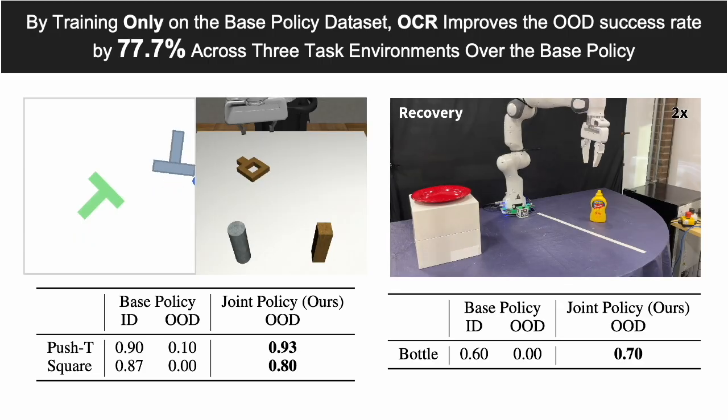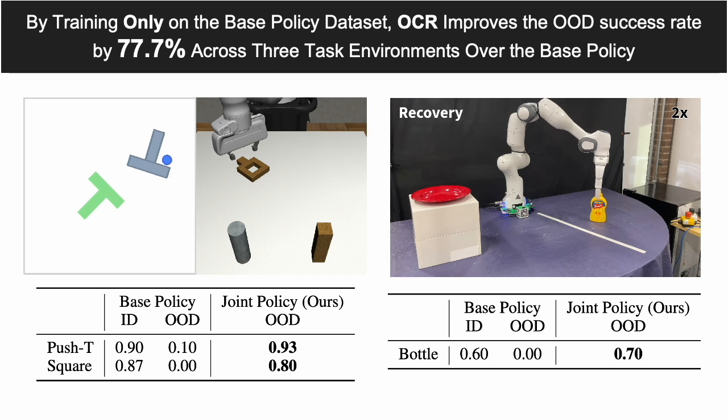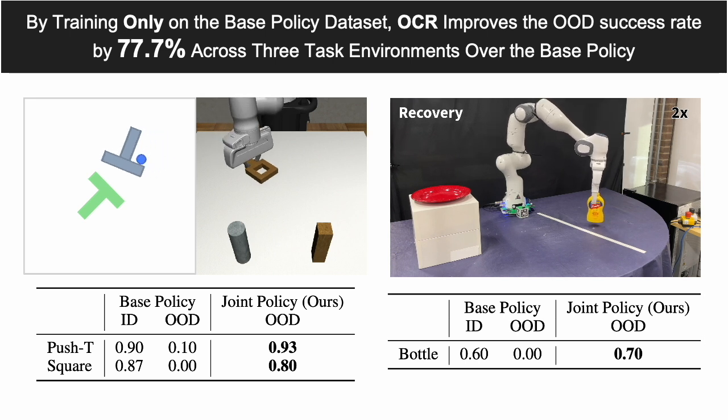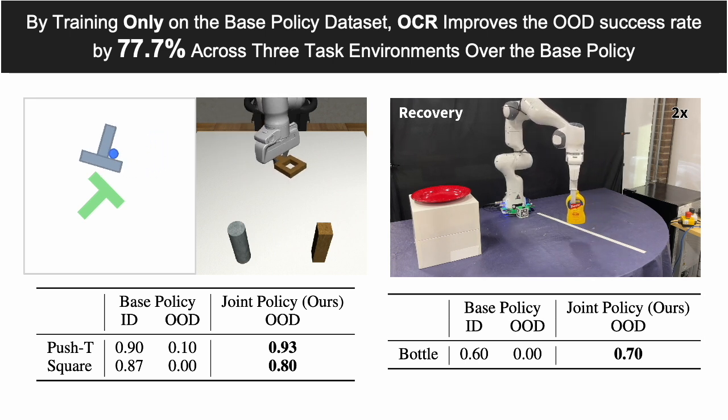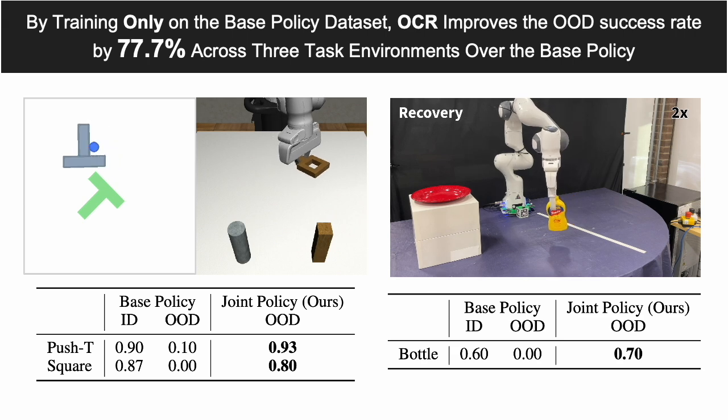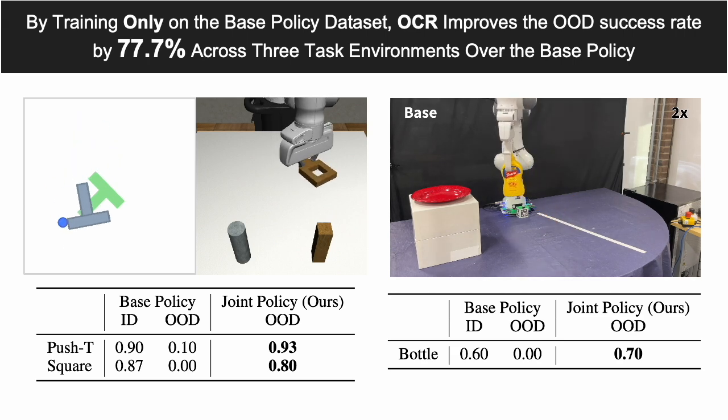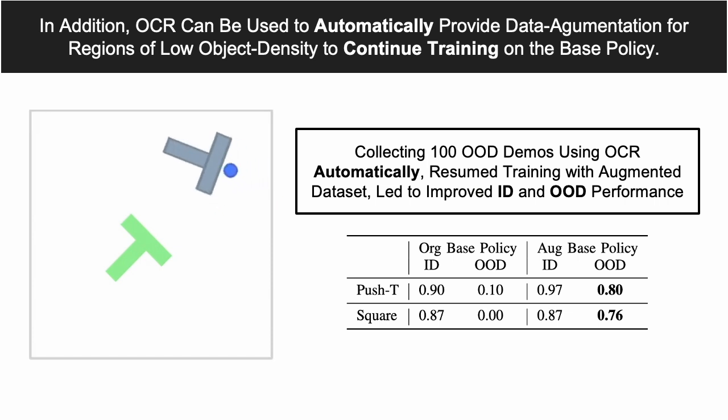In our experimental results, OCR demonstrated a significant improvement, enhancing the base policy's performance in out-of-distribution scenarios by 77.7% across the 3 task environments that we tested on. In addition, OCR can be used to automatically provide data augmentation for regions with low object density, enabling continued training on the base policy. For the Push-T task, we utilize OCR to automatically collect 100 out-of-distribution demonstrations, resumed training with the augmented dataset, and observed improvements in both in-distribution and out-of-distribution performance.